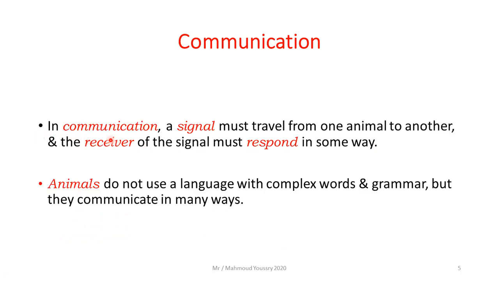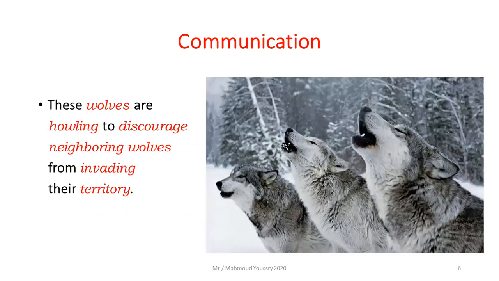So, what happens in communication? A signal must travel from one animal to another, and the receiver of the signal must respond in some way. So, this is a two-way communication. Animals do not use a language with complex words and grammar, but they communicate in many ways.